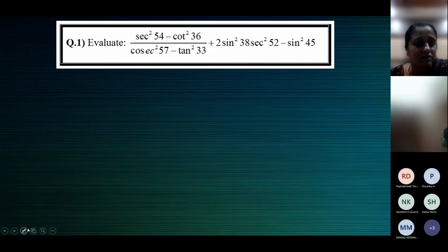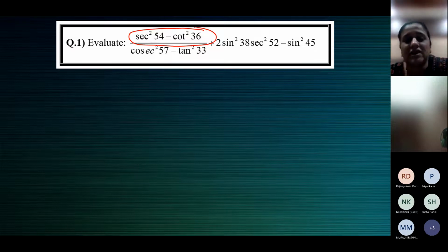So look at the given expression carefully and decide what you have to do with it. Now this one, secant square 54 minus cot square 36. Now tell me some identity relevant to this.